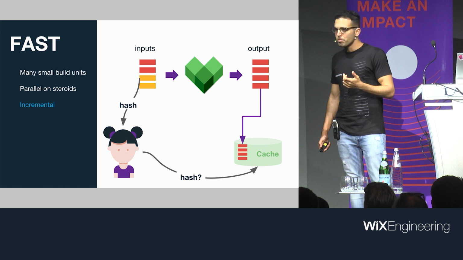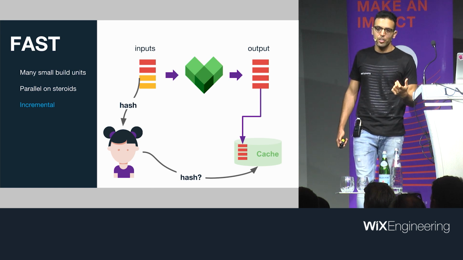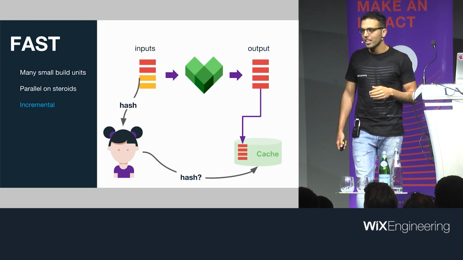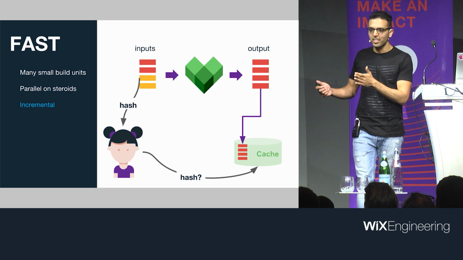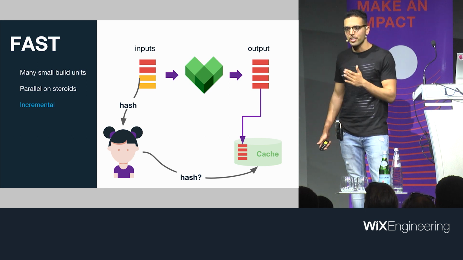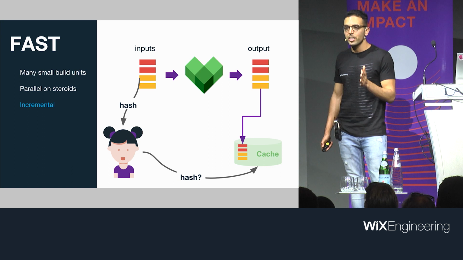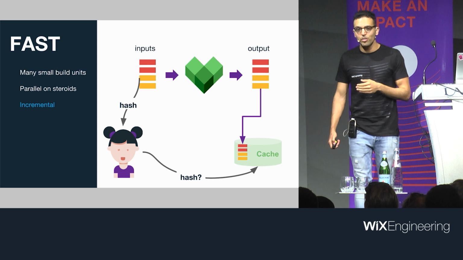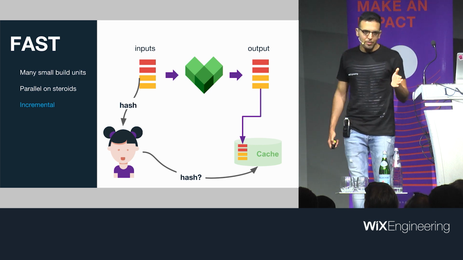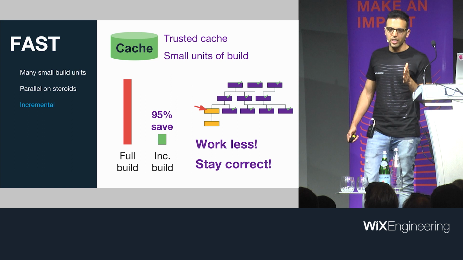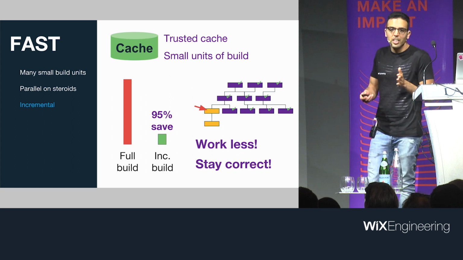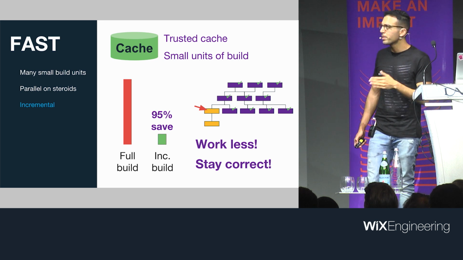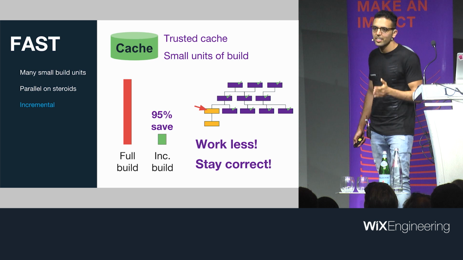Bazel takes a much smarter approach towards cache. Before you go to the cache, you check the hash made from the input that created that artifact. If the cache is lacking the item that matches that hash, you just rebuild and make sure that the items in the cache are always in sync with the input. And so you can trust the cache. That feature alone can save you a lot of build time, and you can actually trust the build. You can actually do incremental builds also on the build server. So you work less and stay correct.